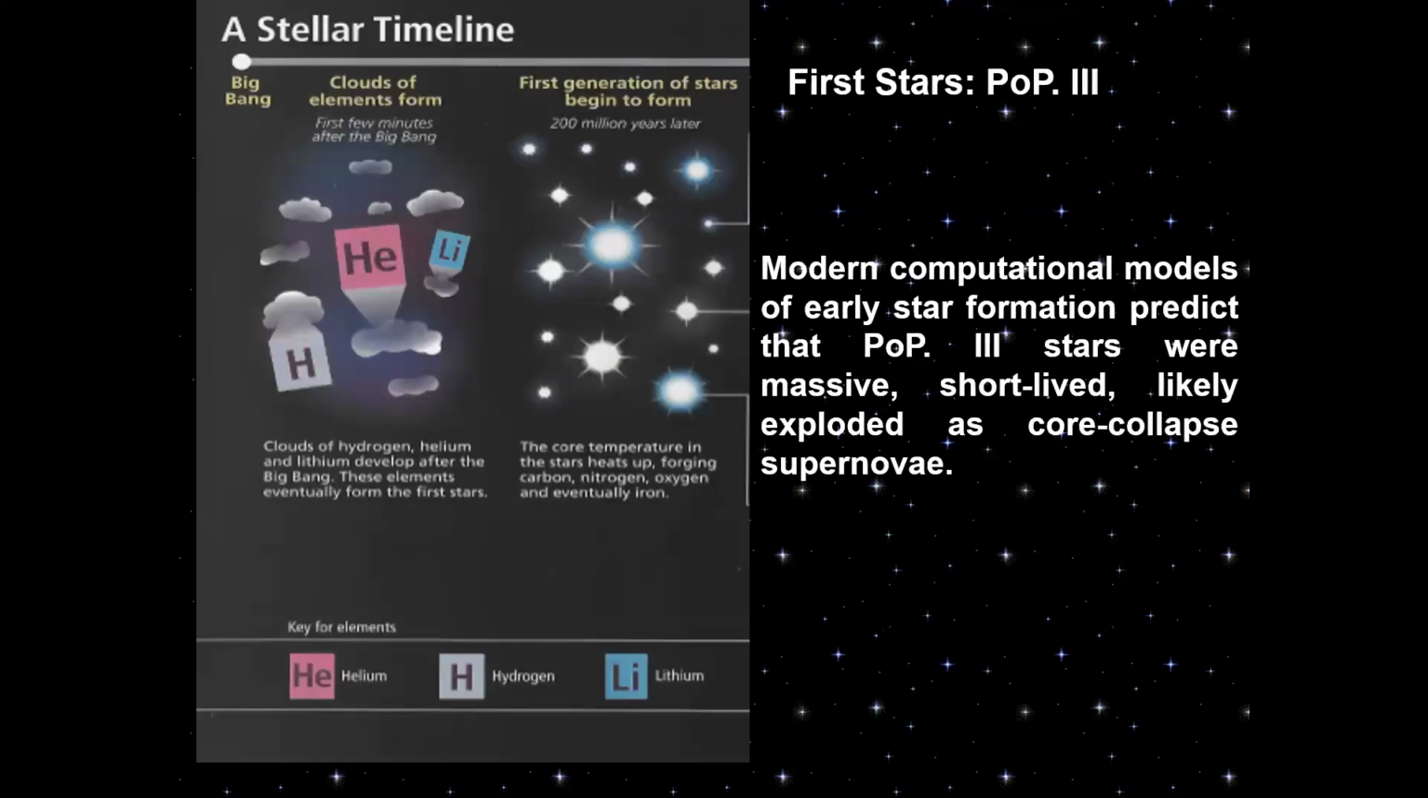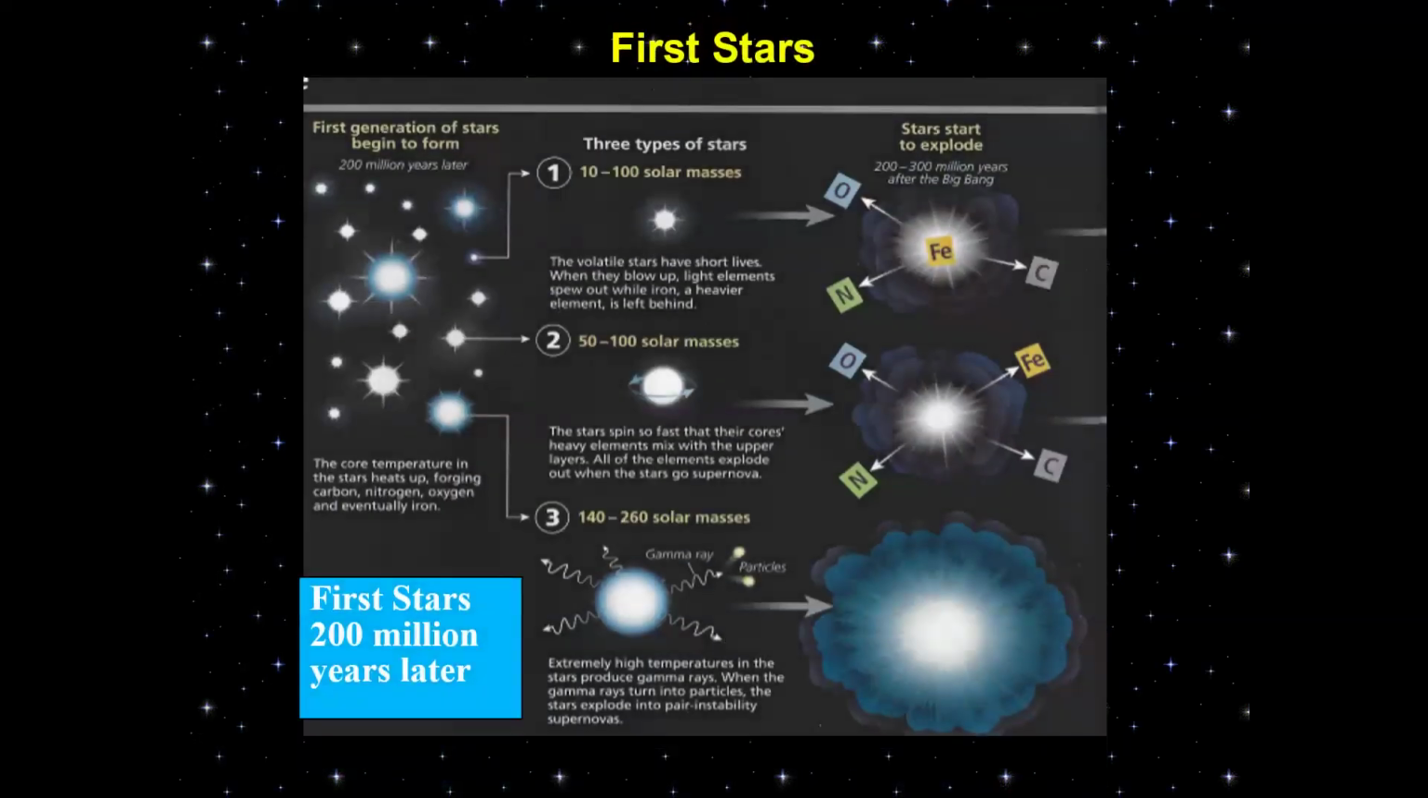So we work in this scenario in which the first stars formed in a gas cloud polluted only by the Big Bang nucleosynthesis: hydrogen, helium, some lithium. Modern computational models predict that these stars were massive, short-lived, and exploded as core-collapse supernovae. So, what kind of stars were they, the first stars? Actually, we don't know, in particular whether they all exploded, obviously.